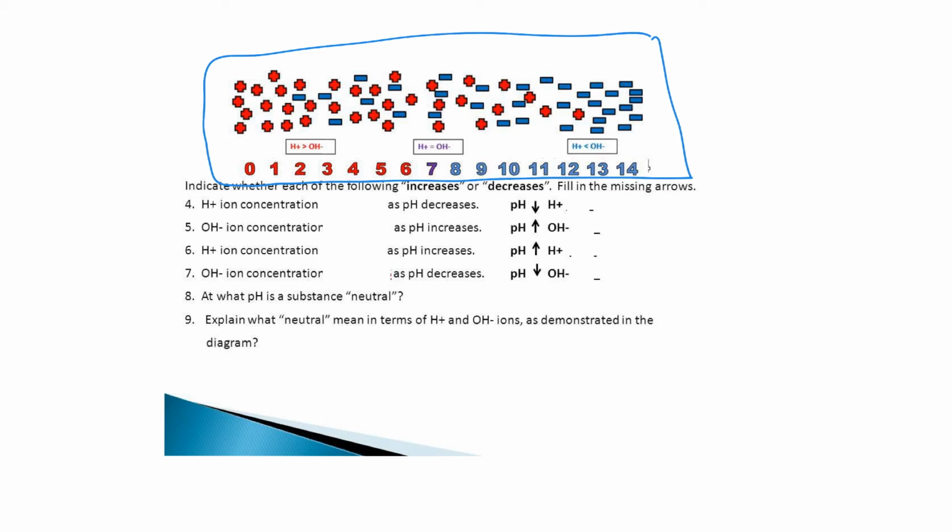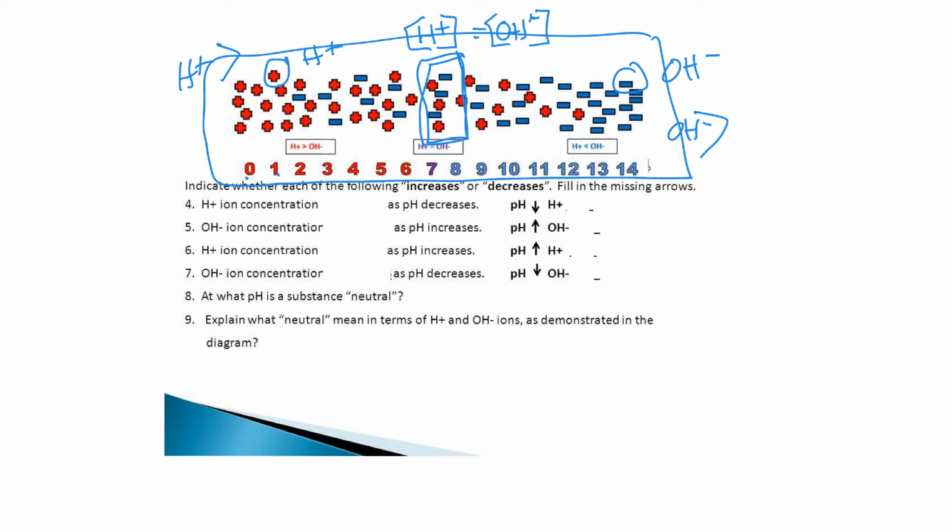So let's look at this. At a pH of 7, in this cartoon, these red things are hydrogen ions or hydronium, whatever you want to think of it, and these blue things are hydroxides, okay? So look at the pH of 0 to 1. I have lots of hydrogen protons. Over here, I've got lots of hydroxide ions. At a pH of 7, I am going to have the same amount. So my hydroxide ion concentration is equal to my hydrogen ion concentration, right?